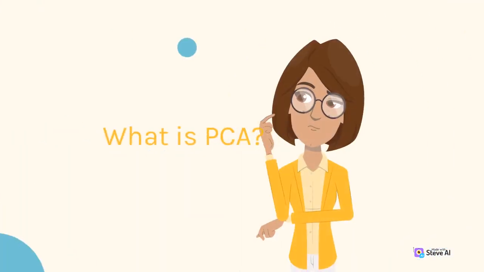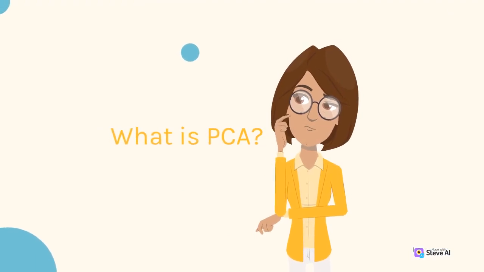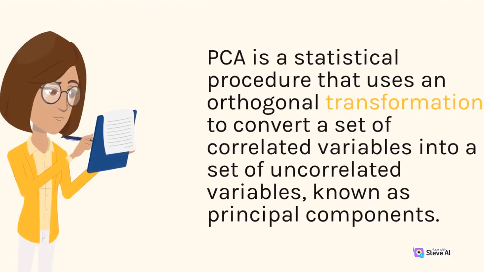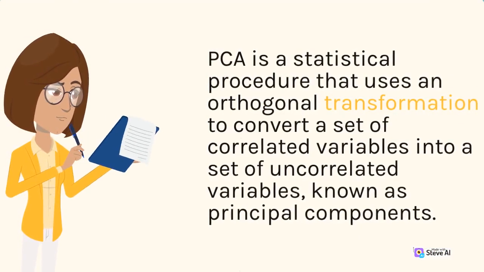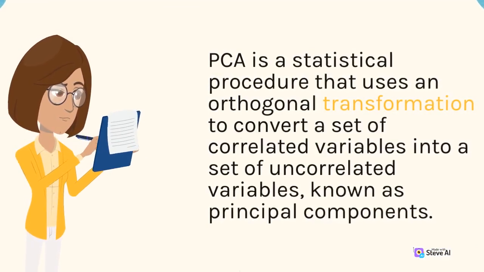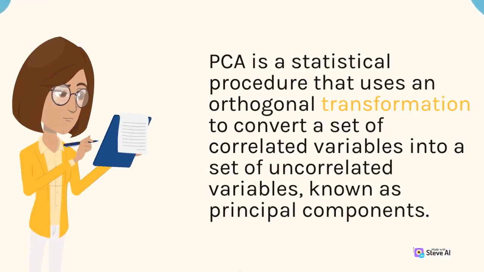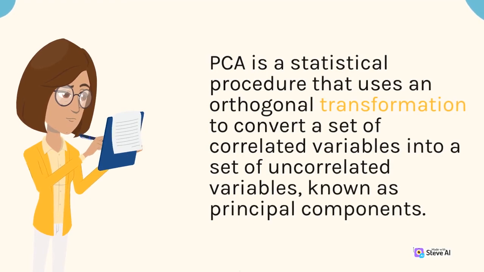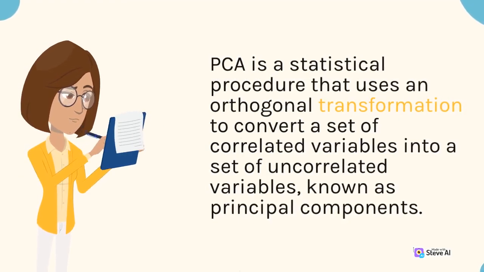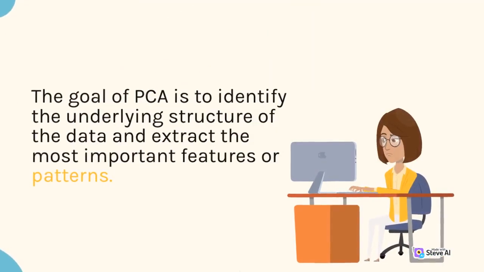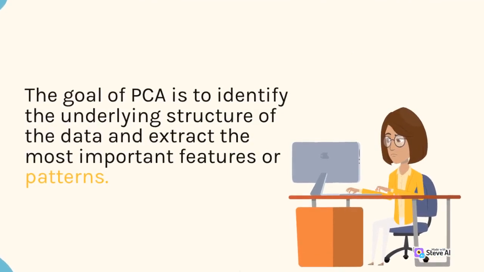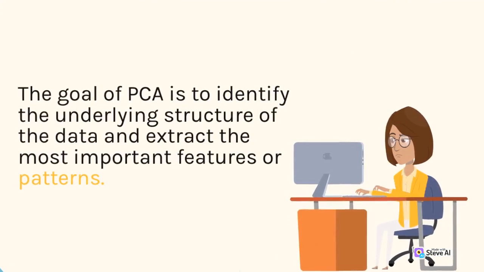What is PCA? PCA is a statistical procedure that uses an orthogonal transformation to convert a set of correlated variables into a set of uncorrelated variables, known as principal components. The goal of PCA is to identify the underlying structure of the data and extract the most important features or patterns.